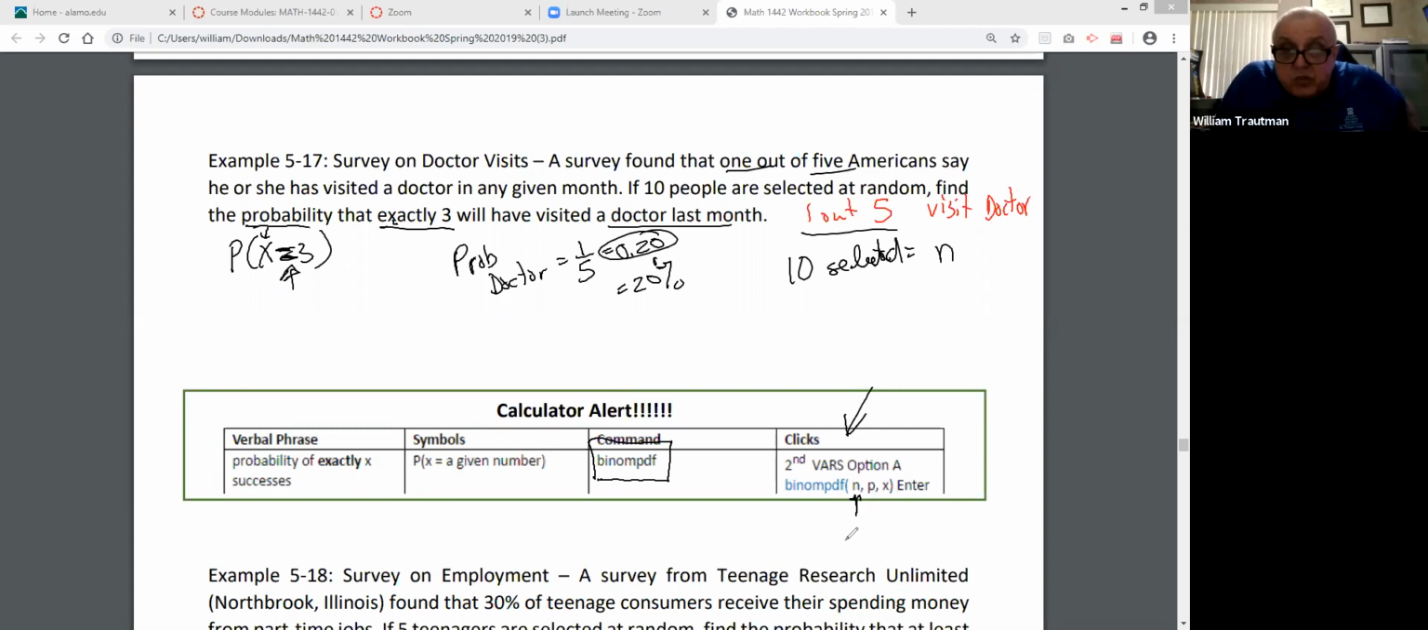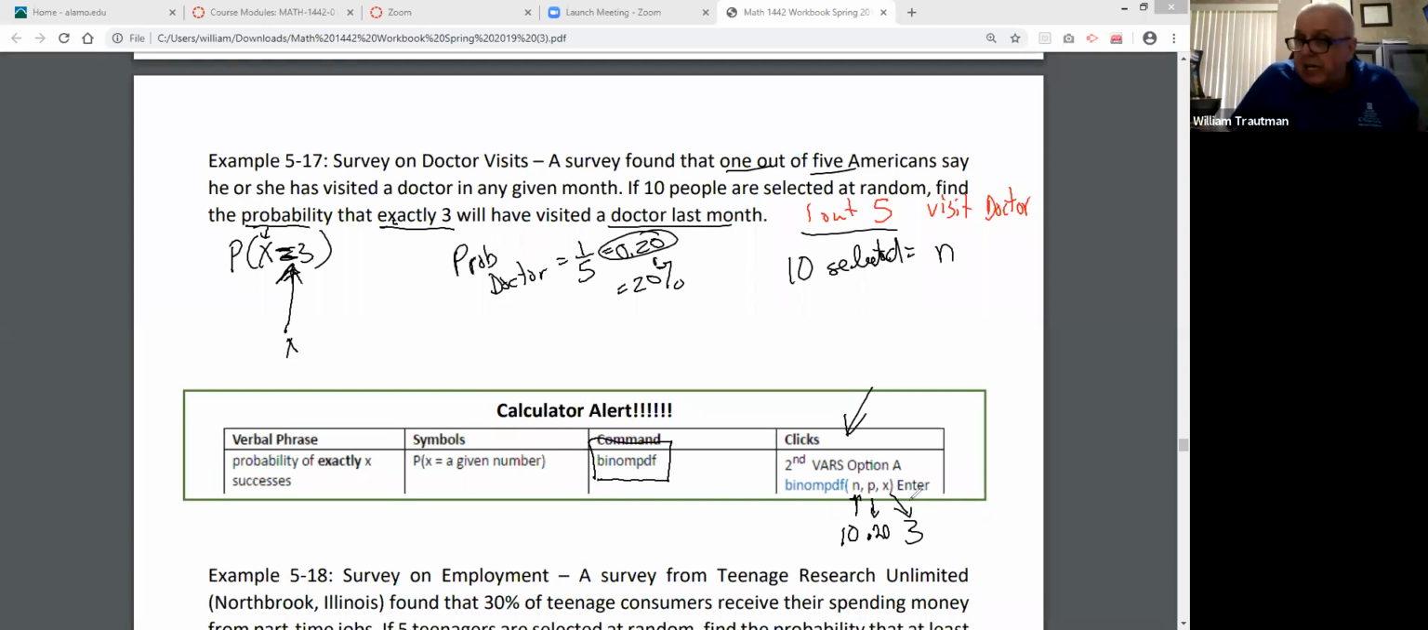N is the number of trials. We have 10 people selected for this. P is the probability of a success. A success is that you go to a doctor, and it said 1 out of 5 go to the doctor. So P is 20%, 0.20. And X is how many successes. Exactly 3. That's the X part, exactly 3.